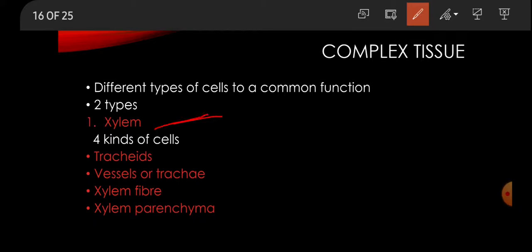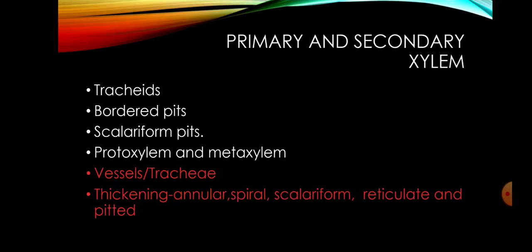In xylem, we know the function of xylem. They help in transportation of water and solutes from the root up to the top of the plant. Now, the primary xylem develops from the procambium. And there are 4 kinds of cells present in xylem. That is tracheids, vessels, xylem fiber and xylem parenchyma. Now, we will study one by one about these 4 types of cells.